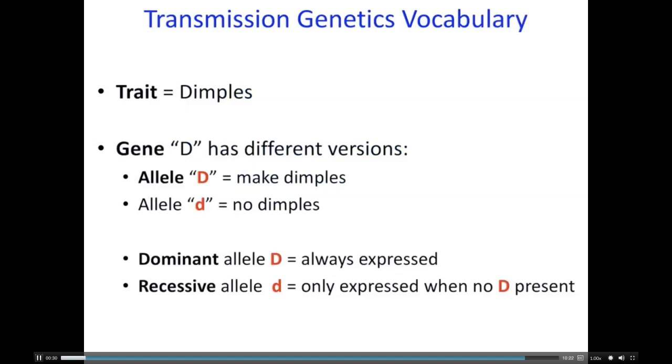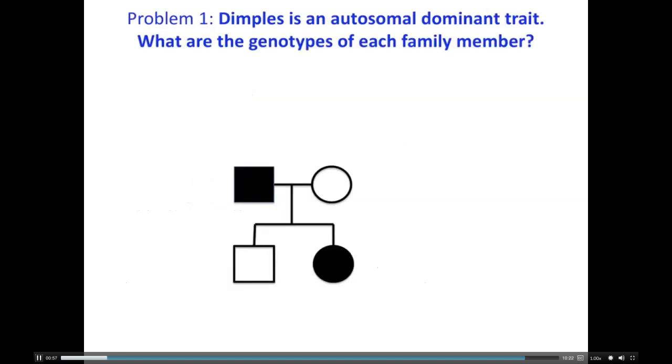One version, allele capital D, tells cells to make dimples. And the other allele, little d, tells the cells don't make dimples. The capital letter is always the dominant allele, and it will always be expressed. Whereas the letter written in small letters is called the recessive allele, and it's only expressed when there is no dominant allele around.